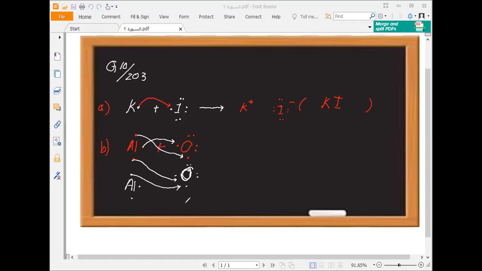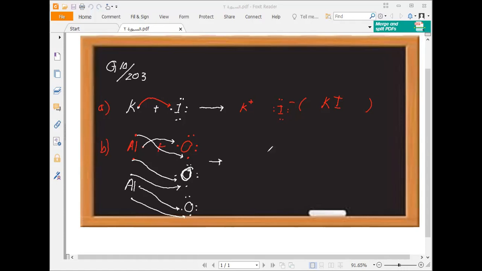So we need another oxygen atom. Excellent. And then the aluminum is going to be stable because it's going to transfer 2 electrons to the oxygen atom, so it's going to be stable for the oxygen and stable for the aluminium. So what is the chemical formula? It's going to be Al2O3.